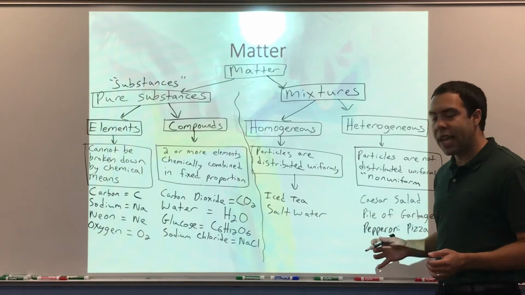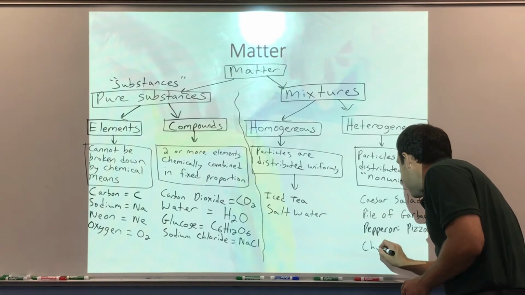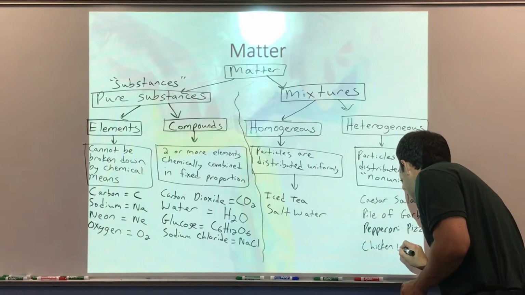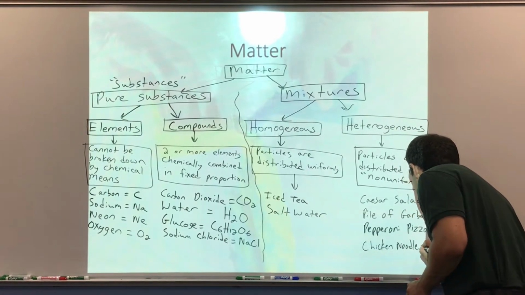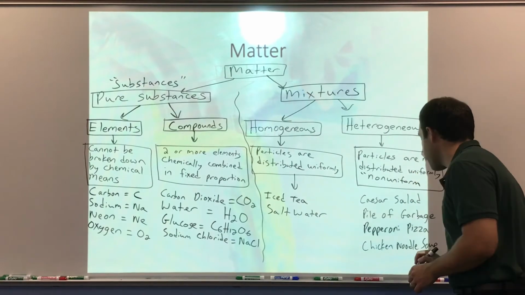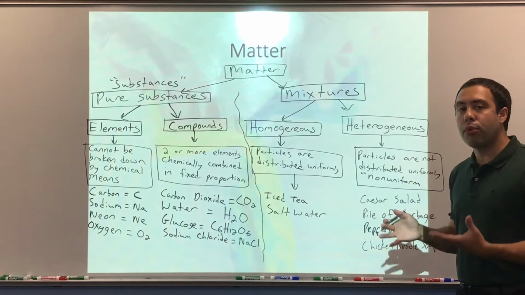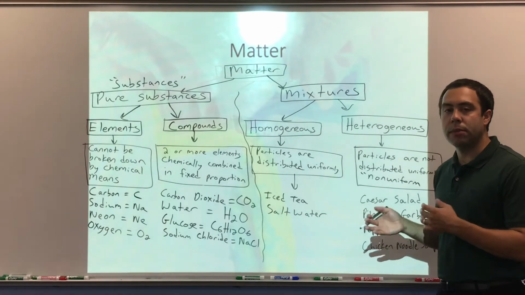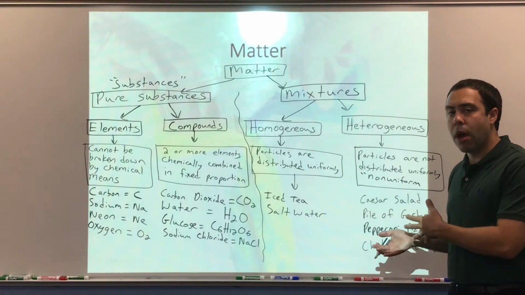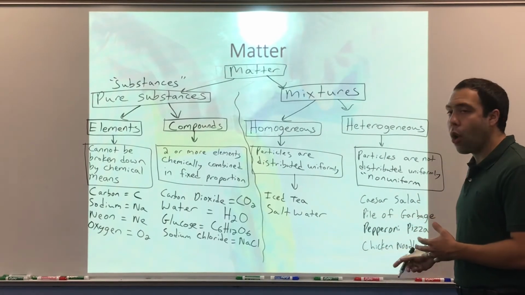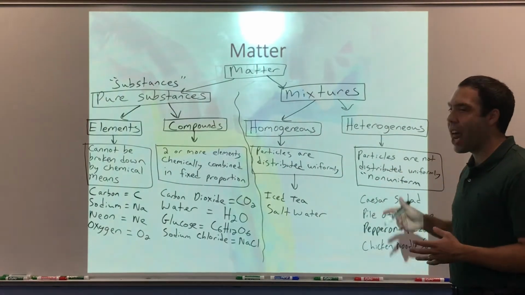One more example would be chicken noodle soup. You have the noodles, the chicken, the broth. You put any vegetables, maybe some celery, put some cheese on there, some Parmesan cheese. Those are all different components. That is a heterogeneous mixture.